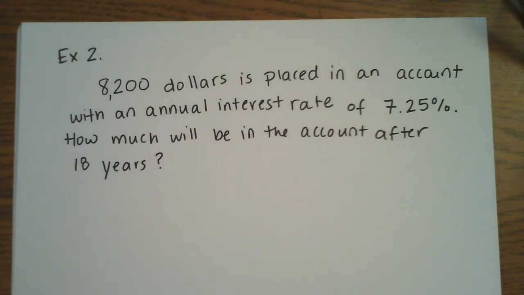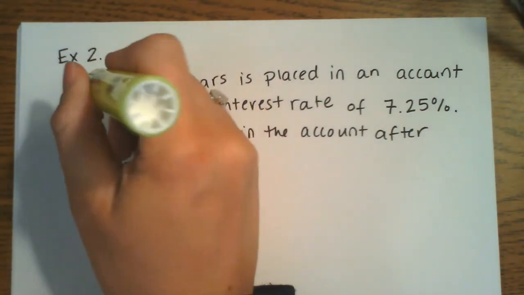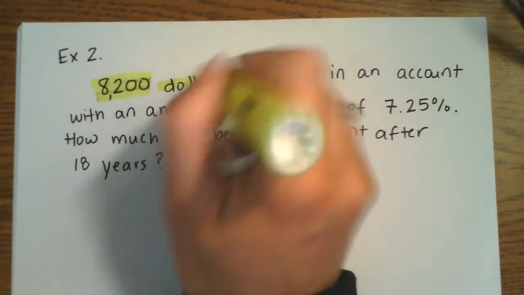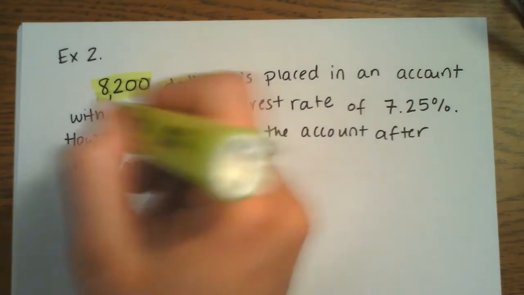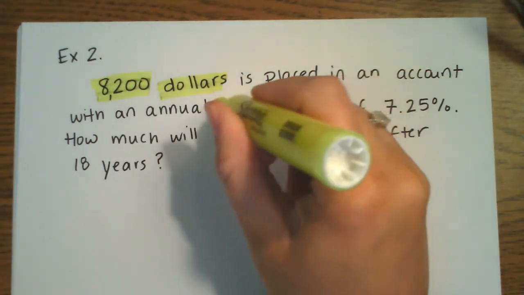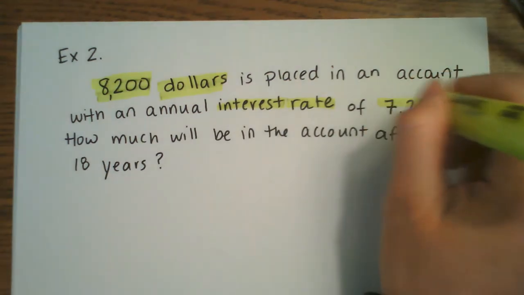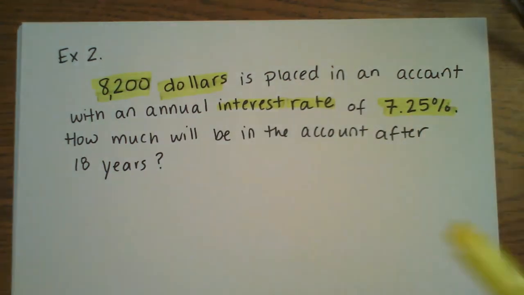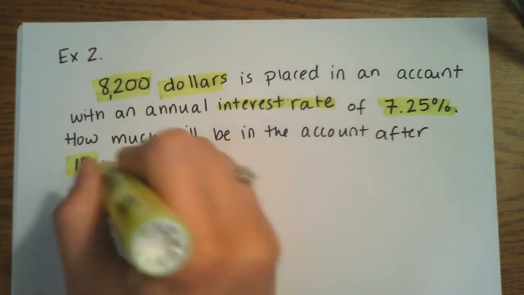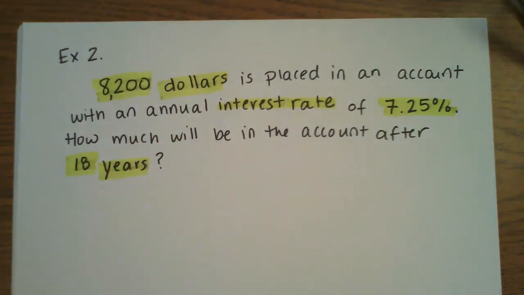So I'm going to highlight the important information. We've got $8,200, an interest rate of 7.25%. How much after 18 years?